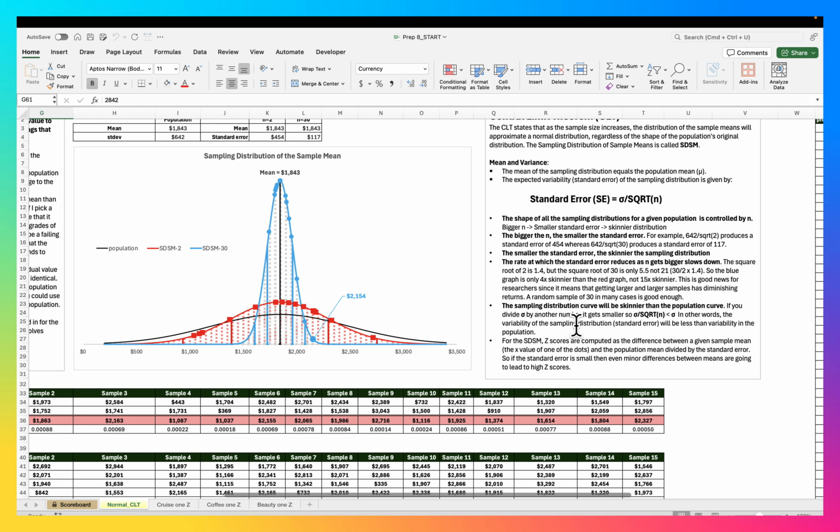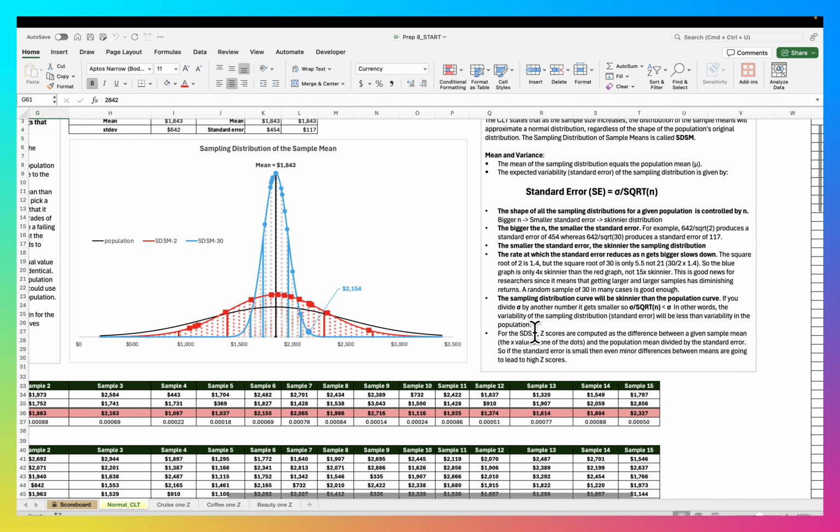For the sampling distribution of sample means, z-scores are computed as the difference between a given sample mean, the x value of one of the dots, and the population mean, divided by the standard error. So if the standard error is small, then even minor differences between means are going to lead to high z-scores.